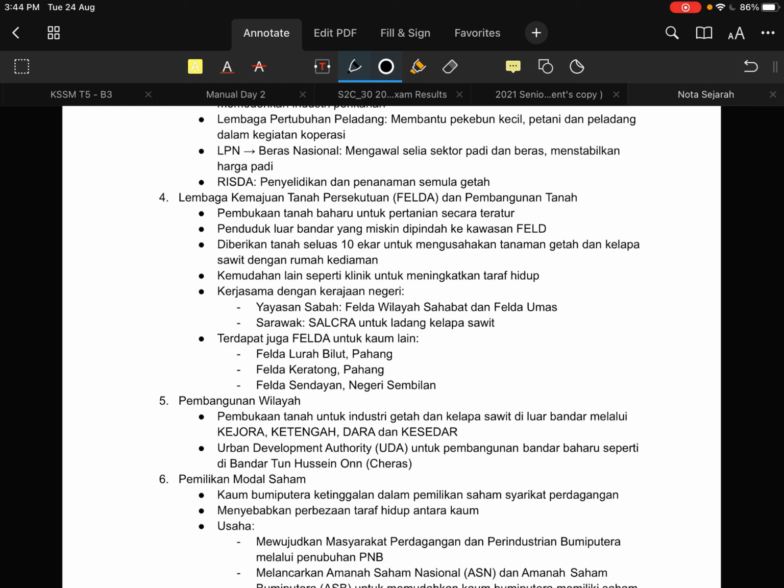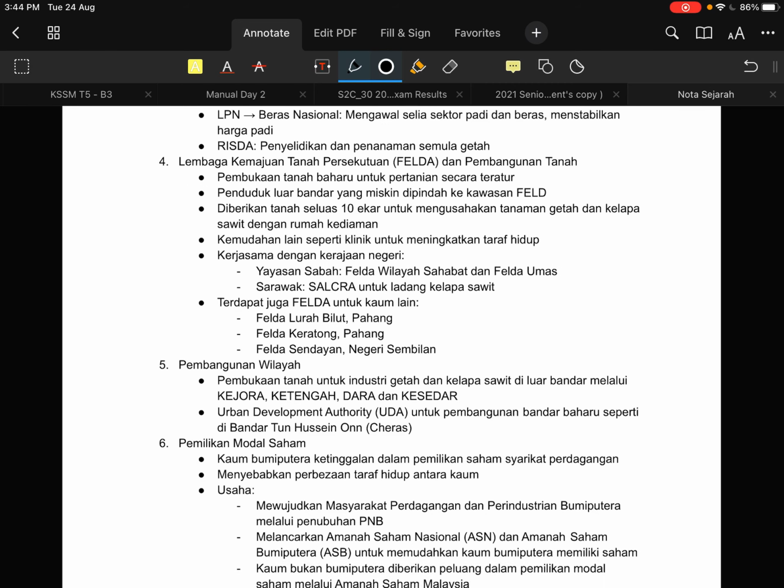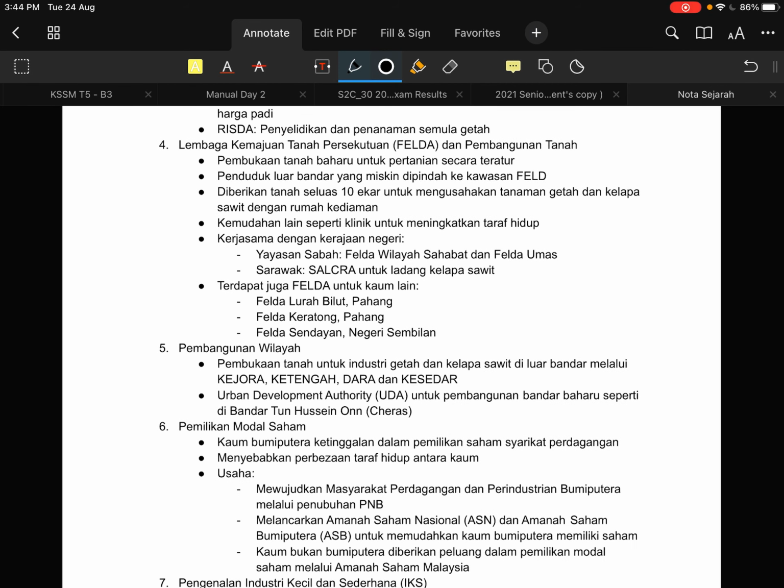And then FELDA also works together with other states, and that includes Sabah and Sarawak. For Sabah, they made FELDA Wilayah Sahabat and FELDA Umas, which are both for kelapa sawit. And they work together with Sarawak to form SALCRA, which is like Sarawak FELDA for kelapa sawit in Sarawak.